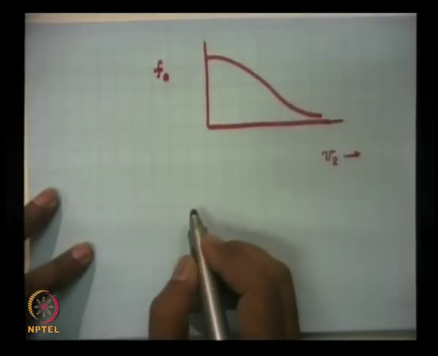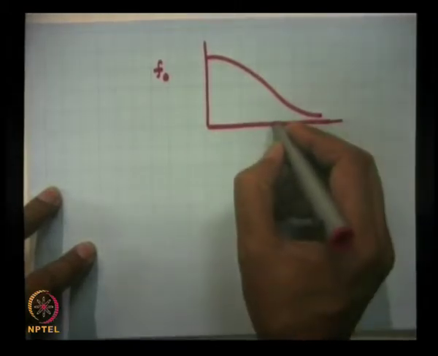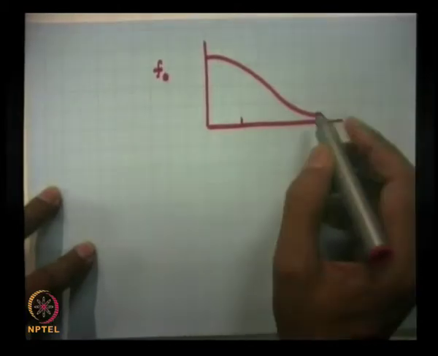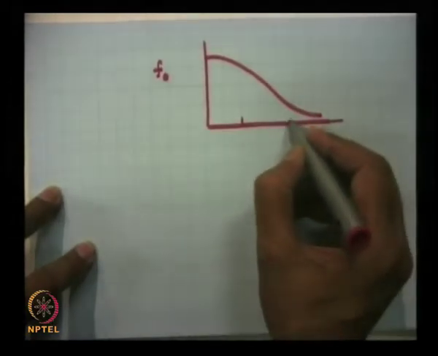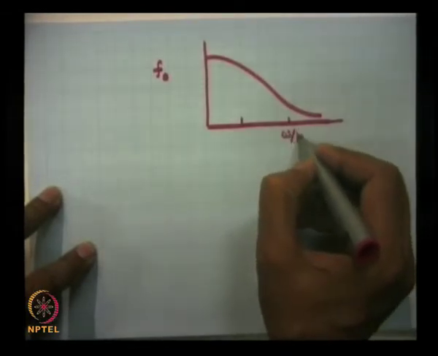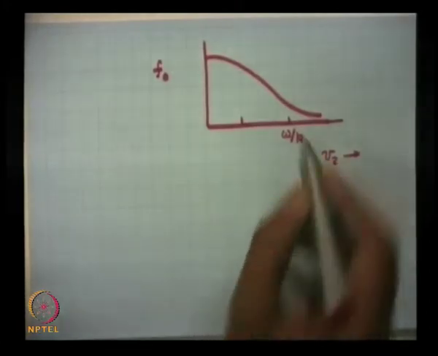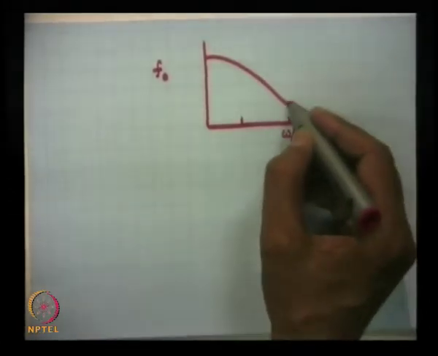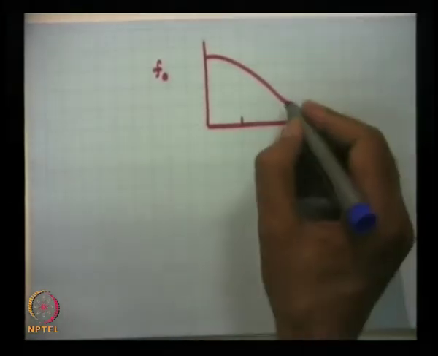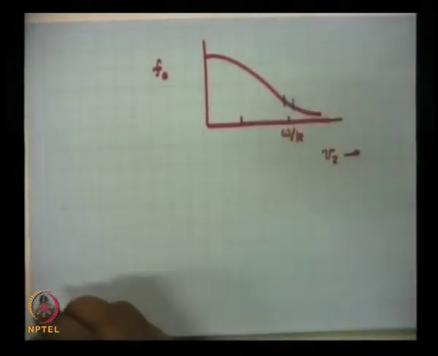This is my Maxwellian distribution function, and my thermal velocity is somewhere here, and my phase velocity of the wave is somewhere here. Suppose my omega by K is here, depending on the value of K. These are the particles which are called resonant particles. So, in this neighborhood you are expecting resonant interaction of waves with particles. This is the range. What will happen?